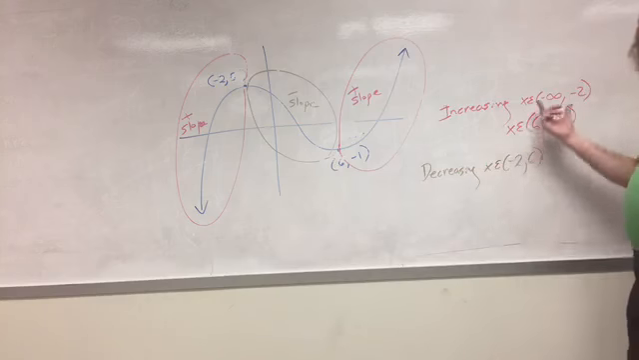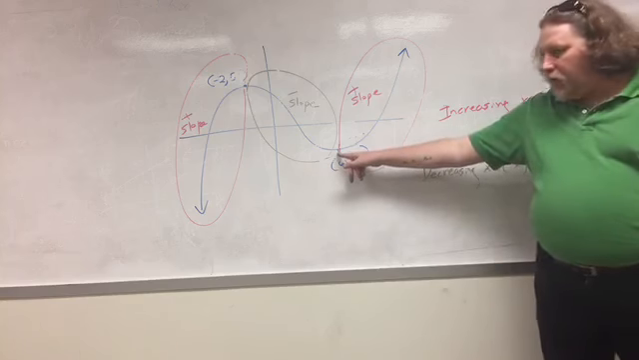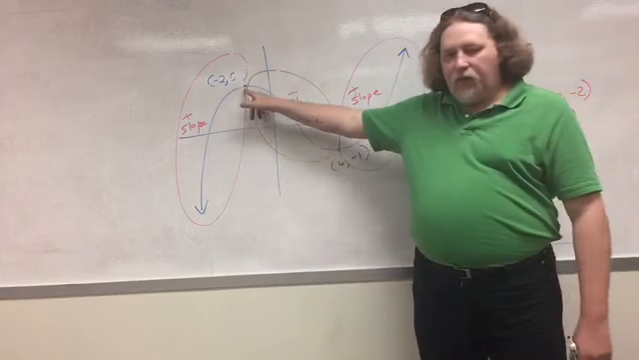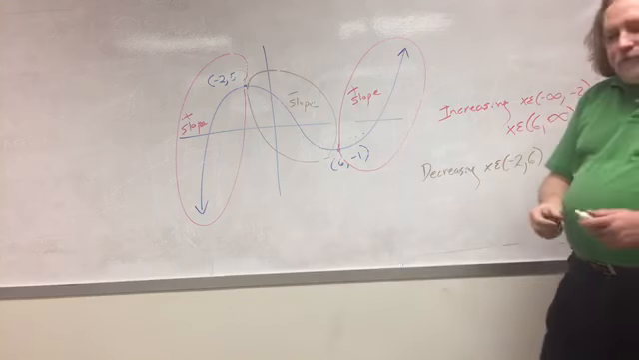And you'll notice I'm using parentheses, not brackets, because the slope is not negative here. The slope is 0 here. The slope is not negative there, nor is it positive. It is 0 there. So that's why I did not include them.